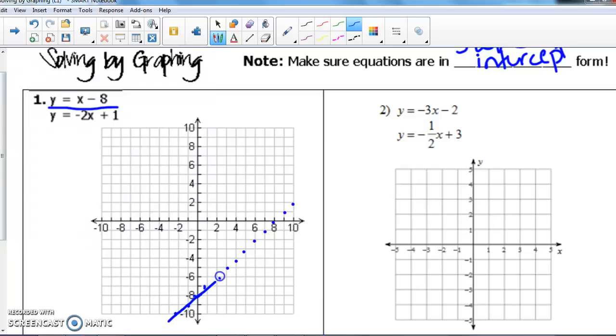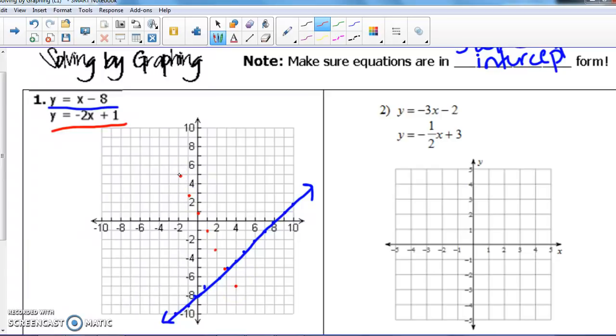So there would be my line. And lucky for us, that second one is also in slope-intercept form. So go ahead, start with my y-intercept, which would be a +1. And my slope is -2. So that means either go down 2 to the right 1, or I could also go up and to the left.